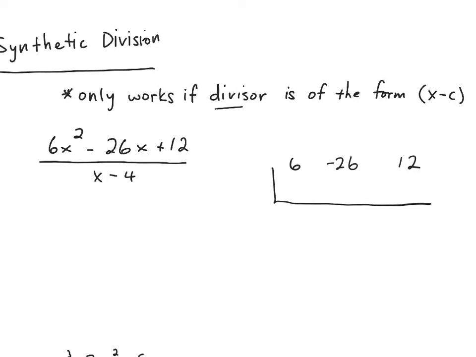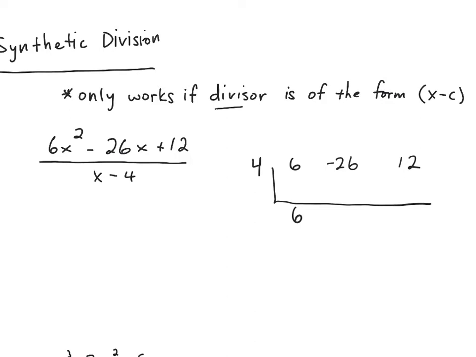So what value would make the divisor here 0? And the answer is positive 4. So when we synthetically divide, we're dividing by the 0 of the divisor. So once you've got it set up, the process is such. This first number here always begins by dropping down to underneath right here. So I'm going to drop down the 6 all the way underneath.